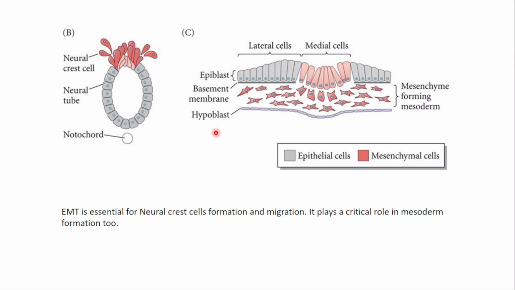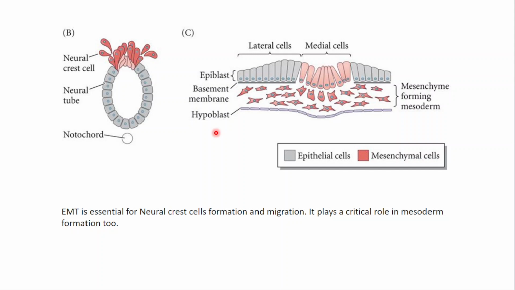So mesoderm tissue also undergoes epithelial mesenchymal transition from the epiblast in between the hypoblast to form the mesenchyme forming the mesoderm. So if you do not have EMT or we block EMT, then we may not have neural crest cells or mesenchyme forming mesoderm. That's why blocking EMT is not a good idea.